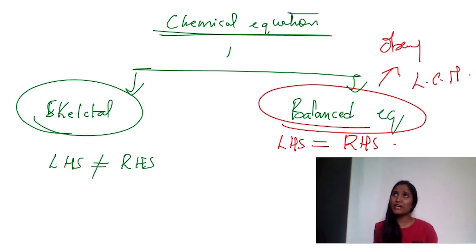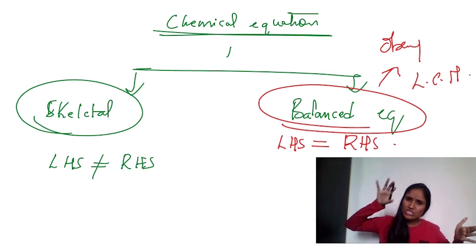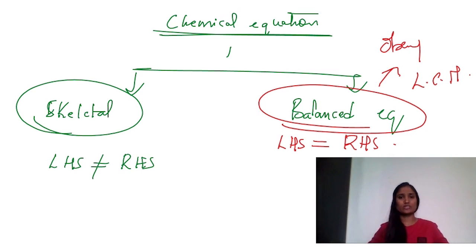What is meant by obeying the law of conservation of mass? LHS equal to RHS. That itself is obeying the law of conservation of mass. It in turn means that whatever you had before the reaction could start, you have exactly the same thing even after the reaction has started. That's what this LHS RHS concept means. Are we all clear so far? Yeah. So the chemical equations can be classified into 2 types based on whether they obey the law of conservation of mass or not.